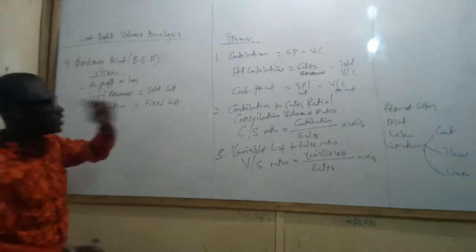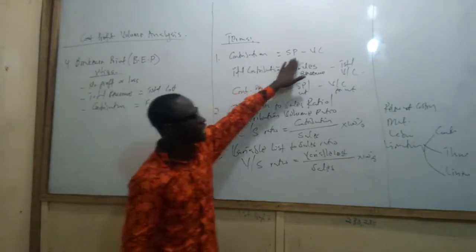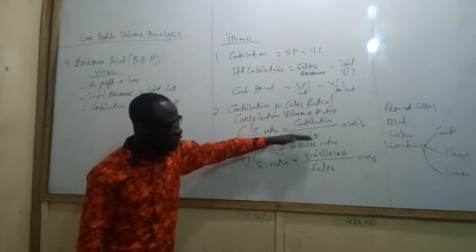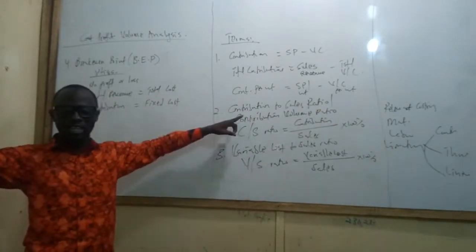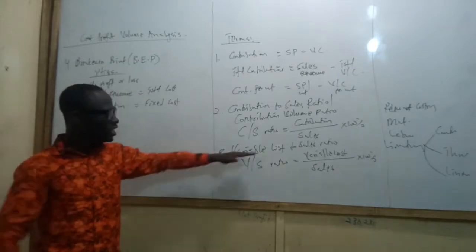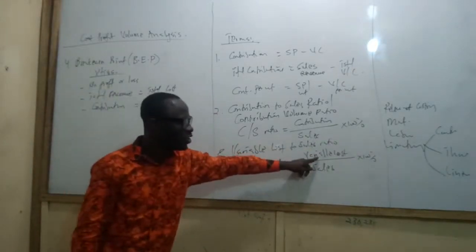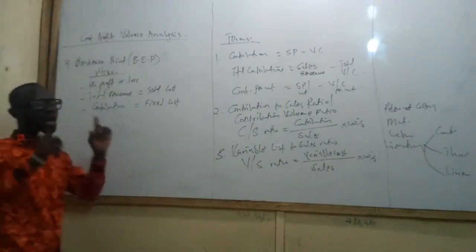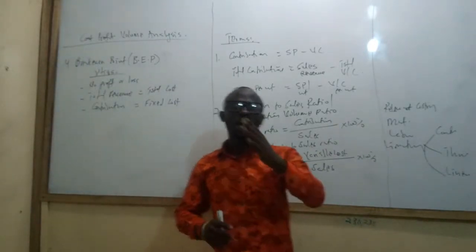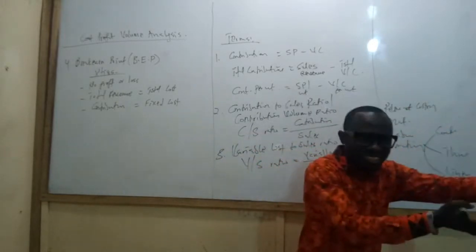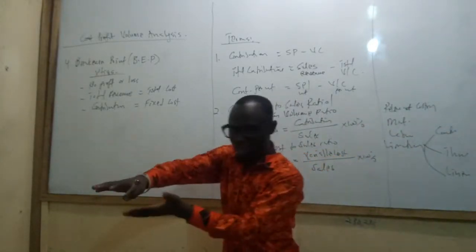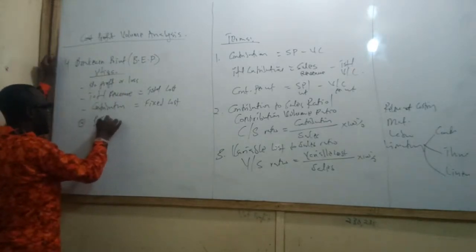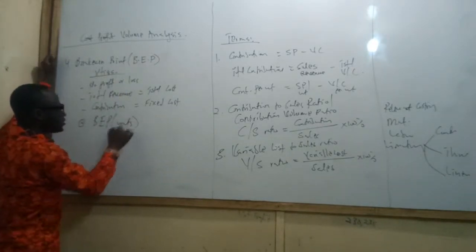So the terminologies, first, contribution, selling price minus variable cost. Contribution to sales ratio, contribution over sales times 100. Variable cost to sales ratio, variable cost over sales times 100. 4, break-even point. Now, when it comes to the break-even point, we can calculate the break-even point in units and break-even point in value. So, break-even point first, BEP in units.